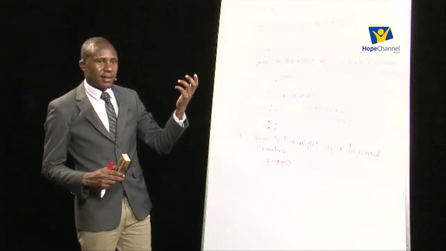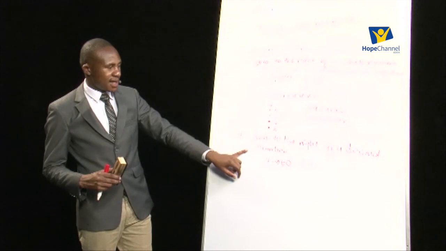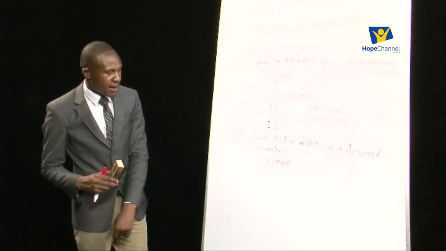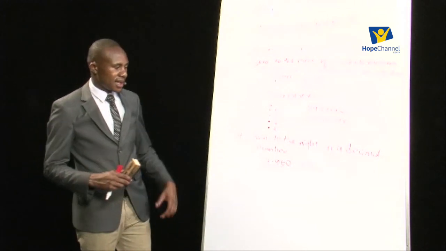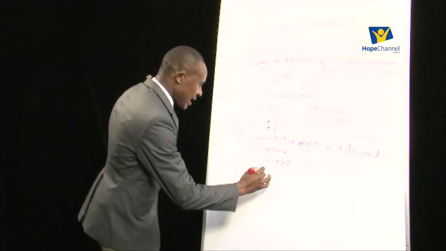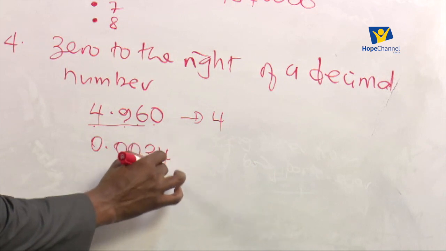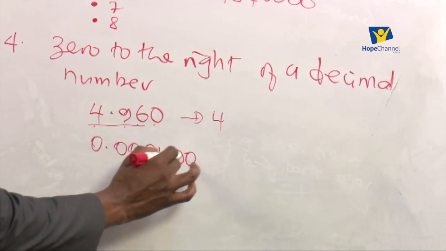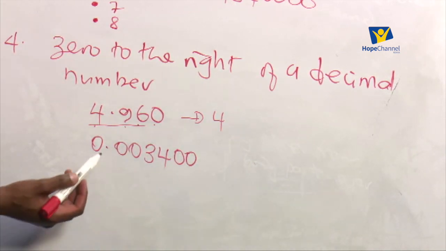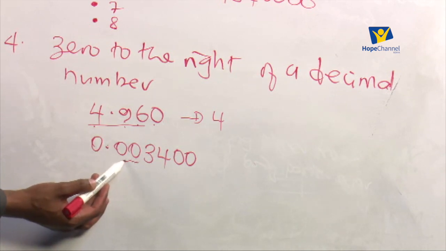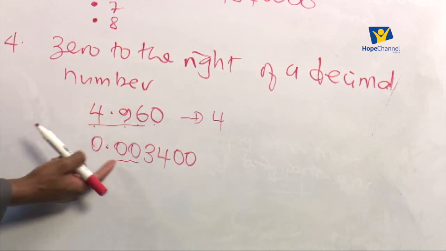If it appears to the right of a whole number, the 0 may or may not be significant. That is for a whole number. But if it is to the right of a decimal number, then the 0 is always significant. So if we have an answer like this one, 0.0034, and then I keep 2 zeros after the 4, these first 3 zeros are to the left of that number. So the first 3 zeros are not significant.